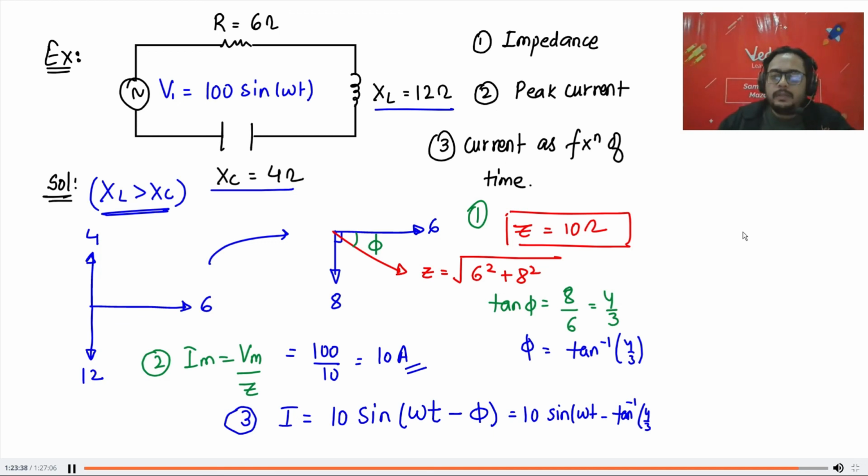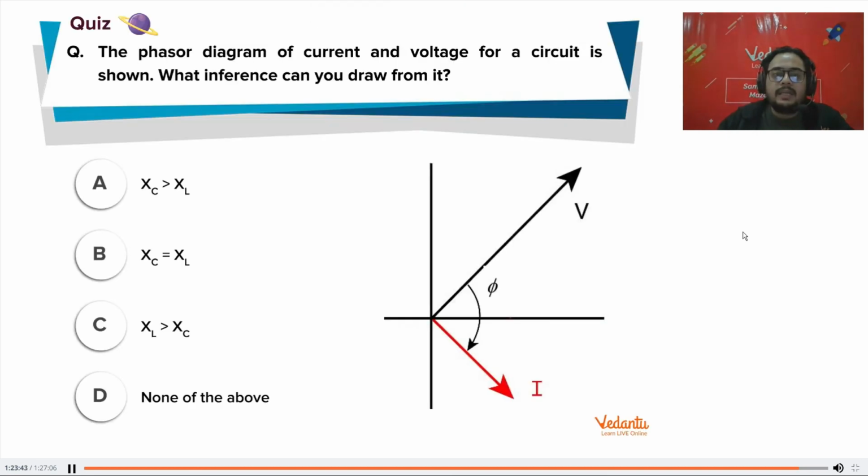Answer one question, everyone. The phasor diagram of current and voltage in a circuit is shown. What inference can you draw? What can you understand by this? Which one is greater? Think about it, everyone. Look at the options carefully. This is an LCR circuit. So what is happening here? Chalo. Mark your answer, everyone. Your time starts now.